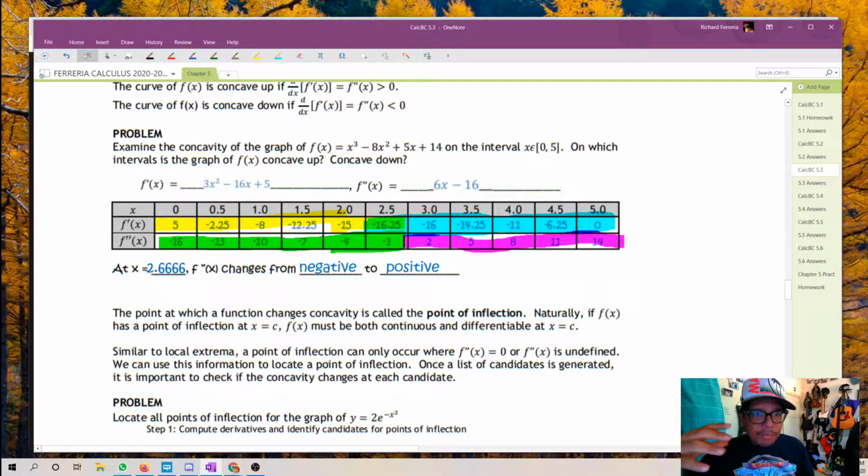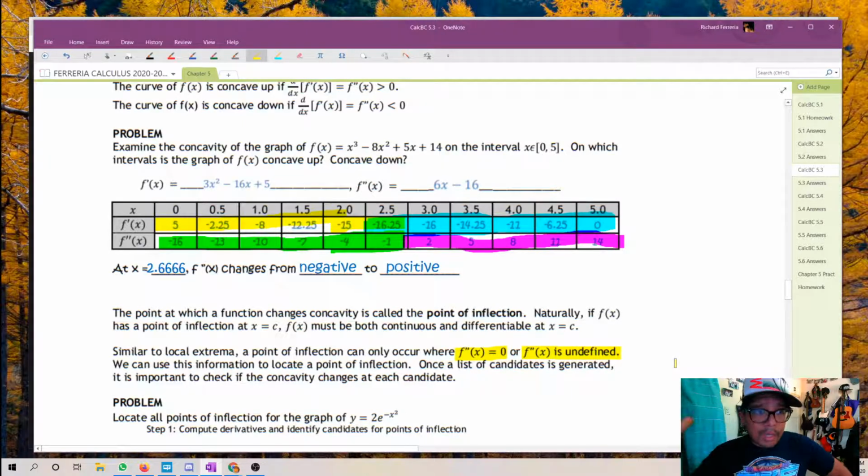Looking for points of inflection has a lot of similarities to finding local minimum and local maximum, but instead of examining the first derivative, you're going to be examining the second derivative. The concavity can only switch from either negative to positive or positive to negative. That can only happen at places where f double prime of x is 0, or f double prime is undefined.